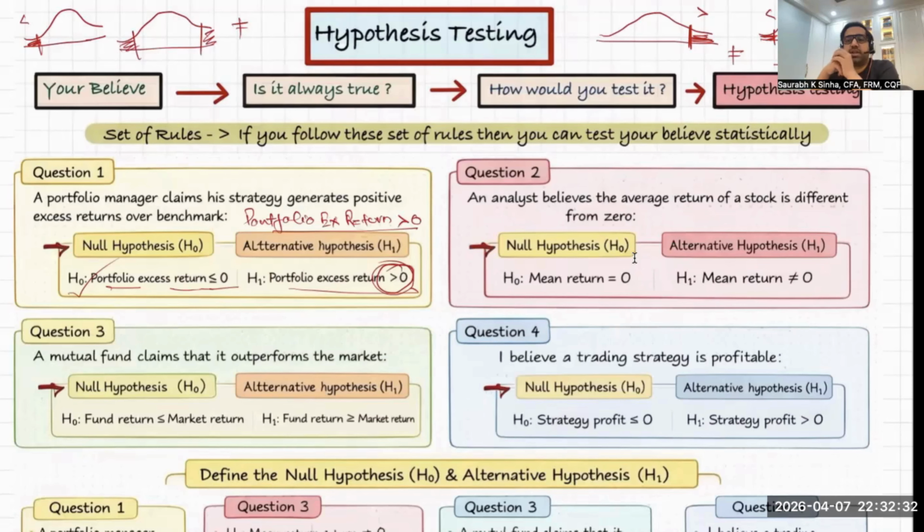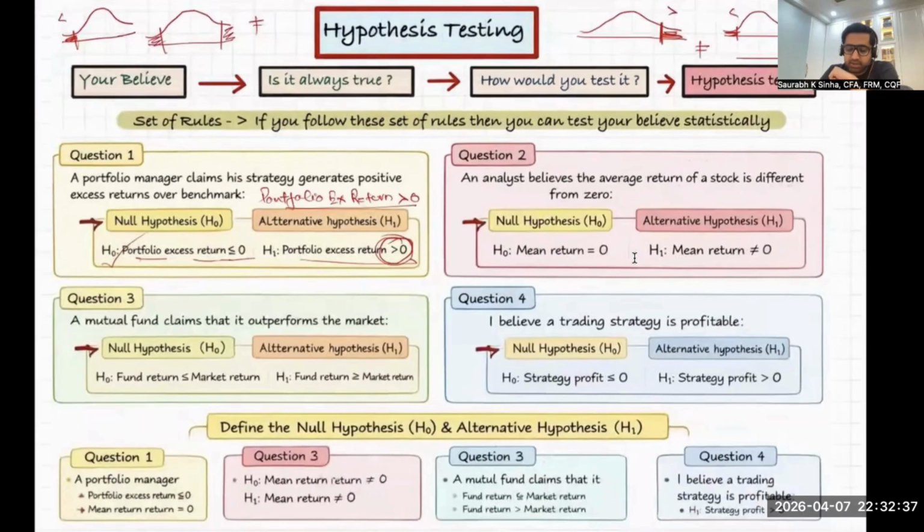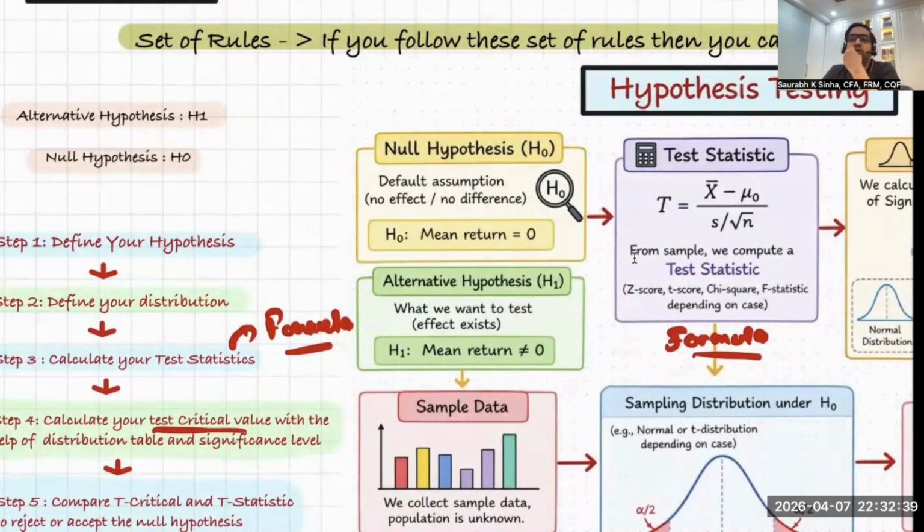With that, we'll pause here, and in the next session, we'll try to understand step 2 in hypothesis testing, which is defining your distribution. That means if I'm going to test the mean, then what distribution to use? If I'm going to test the variance, then what distribution to use?